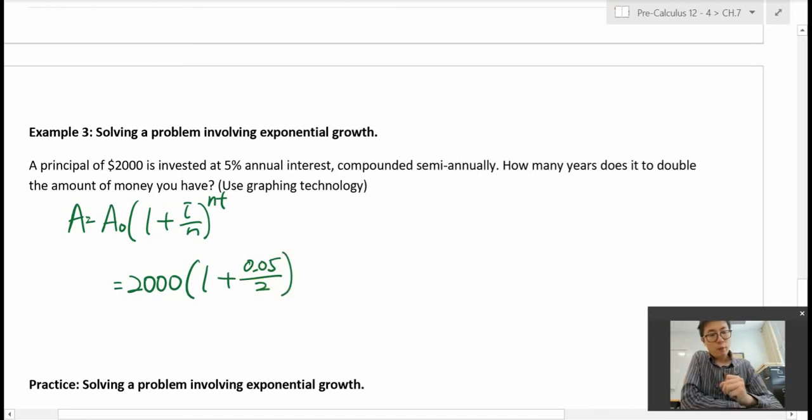And it says how many years, so we don't know the number of years, so t is the variable, but we do know n is 2. We want to figure out how long it takes to double the amount. So therefore, the end result should be $4,000. So this is the equation. Now we can simplify this a little bit.